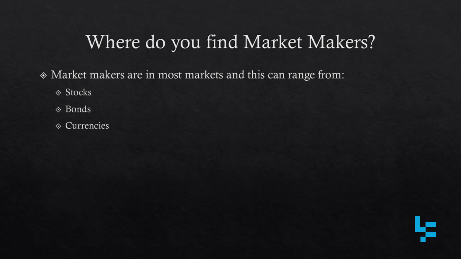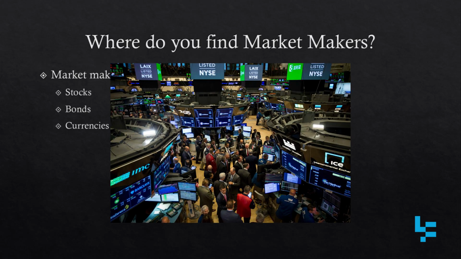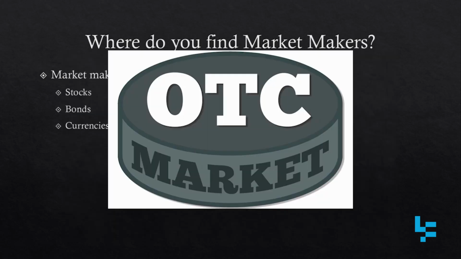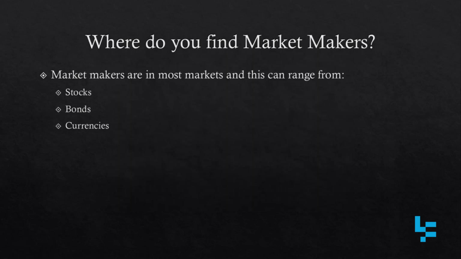Market makers themselves, they're actually in most markets. So they can range from stocks, bonds, and currencies, and you'll find them in all three. In stocks, it's a little different as they're traded through exchanges worldwide, like the New York Stock Exchange and London Stock Exchange. But currencies, on the other hand, take place over the counter. Over the counter meaning there's agreeable buyers or sellers in the world, so it's not centralized in an exchange.